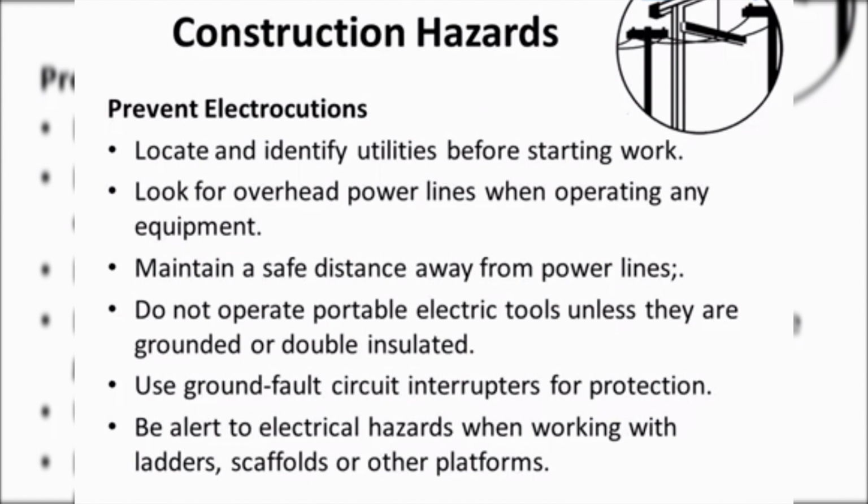Construction hazards: prevent electrocutions. Locate and identify utilities before starting work. Look for overhead power lines when operating any equipment. Maintain a safe distance away from power lines. Do not operate portable electric tools unless they are grounded or double insulated. Use ground fault circuit interrupters for protection. Be alert to electrical hazards when working with ladders, scaffolds or other platforms.